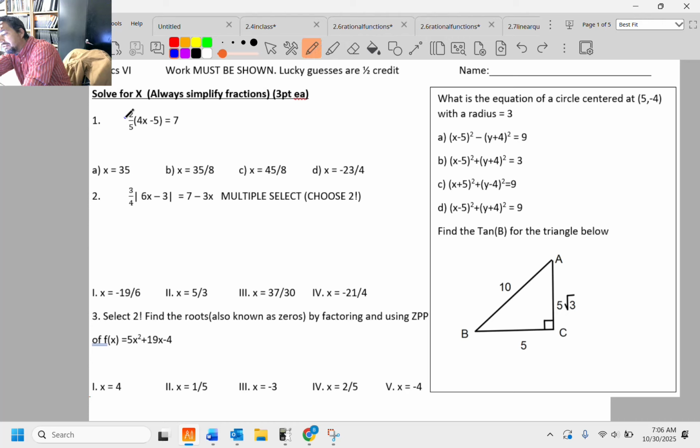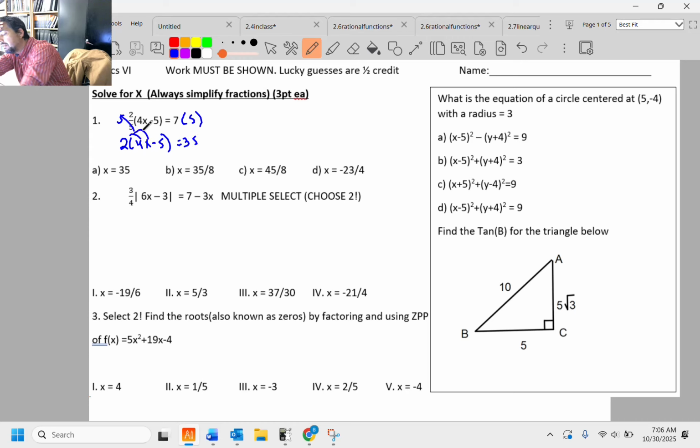What we're going to do here is counteract this division by 5 with multiplication by 5, so we multiply both sides by 5. There's a cancellation on the left. We don't distribute that 5 inside the parentheses. There's cancellation on the left, and this will leave me with twice 4x minus 5 equal to a massive 35.